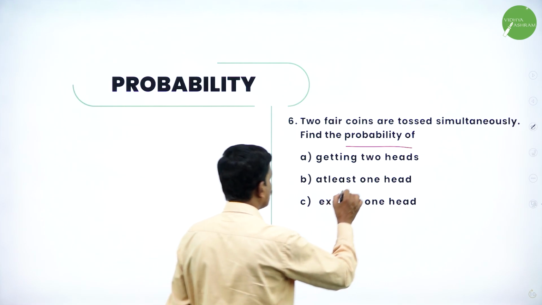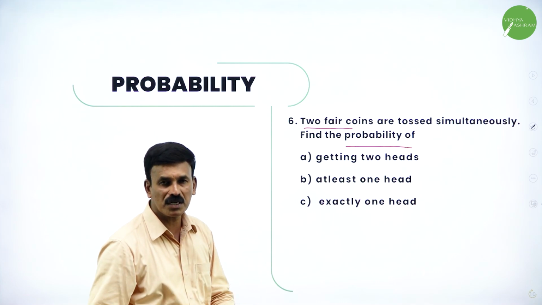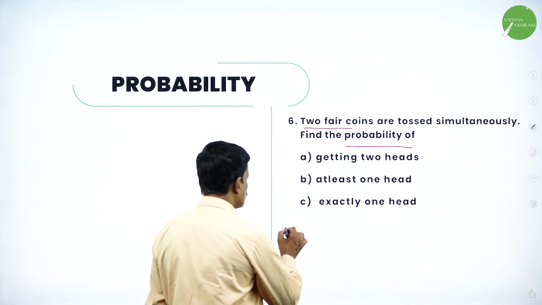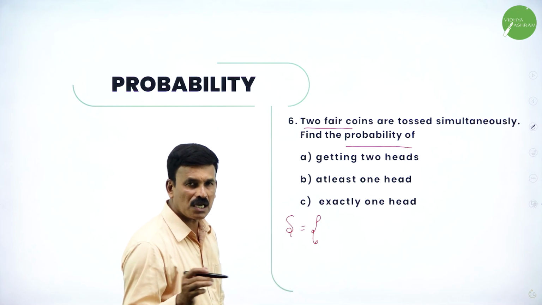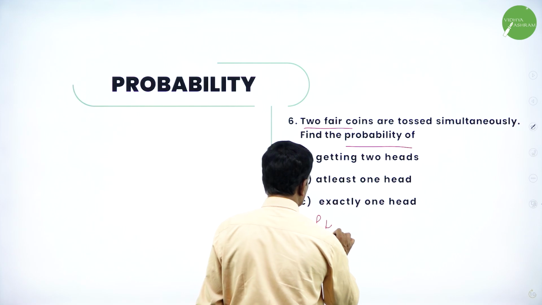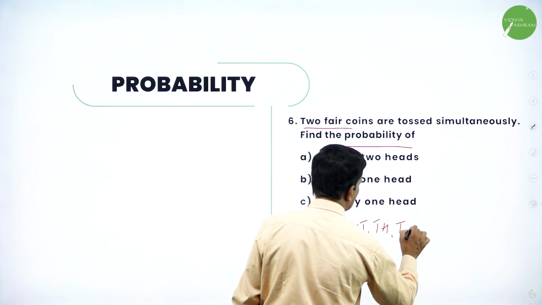So how many coins are we tossing? We are going to toss two coins. First, write down the sample space. If two coins are tossed, what is the sample space? It is head and head, head and tail, tail and head, tail and tail.